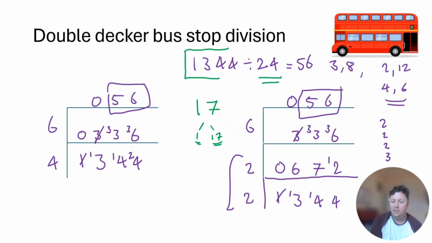But any kind of number that isn't a prime, that can be broken down into smaller factors, this is a brilliant example of where we can use double-decker bus-stop division.